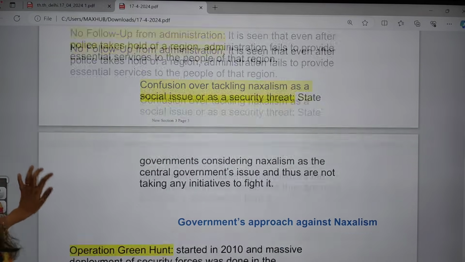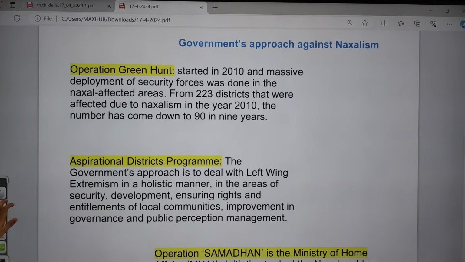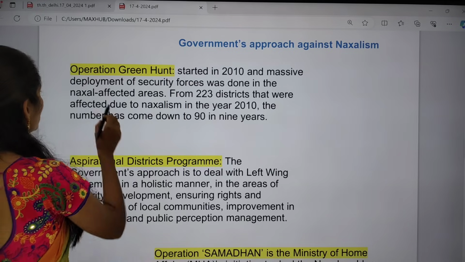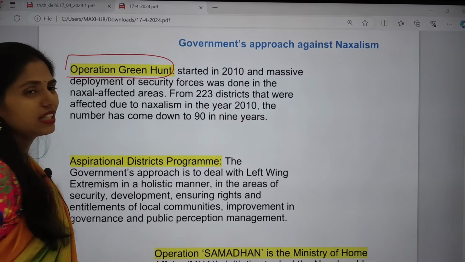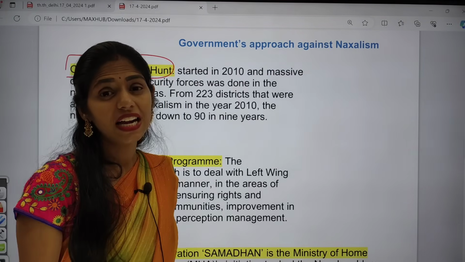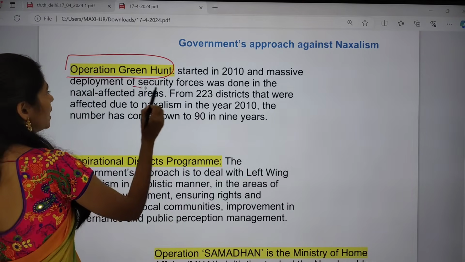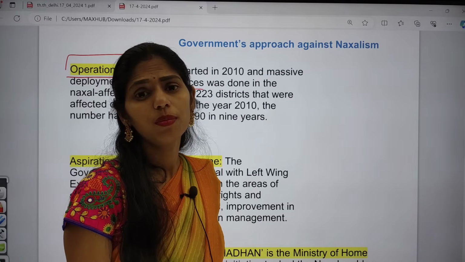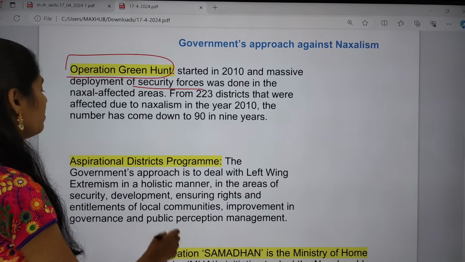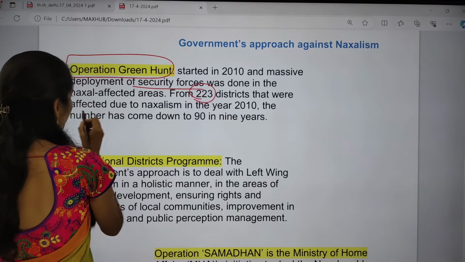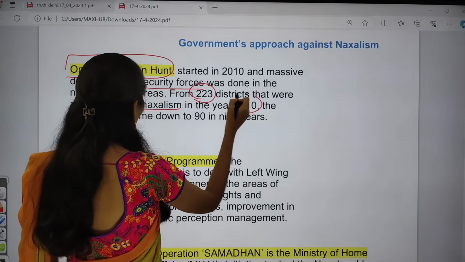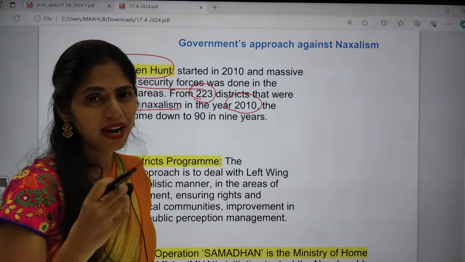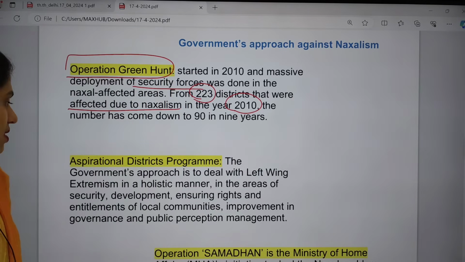This part is very important from your exam point of view. So in 2010, government started a movement called Operation Green Hunt. In this Operation Green Hunt, government started recruiting massive security forces, especially in the areas where the problem of Naxalism was present. Around 223 districts were affected by Naxalism in the year 2010. And finally, this number decreased to around 90 in 9 years.